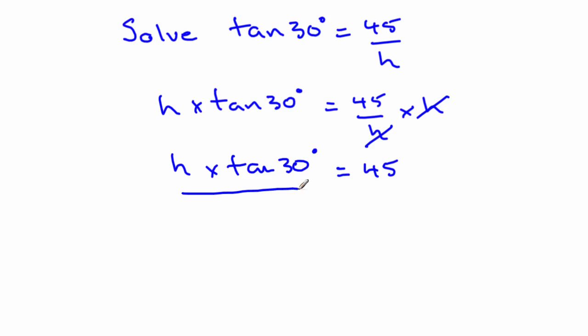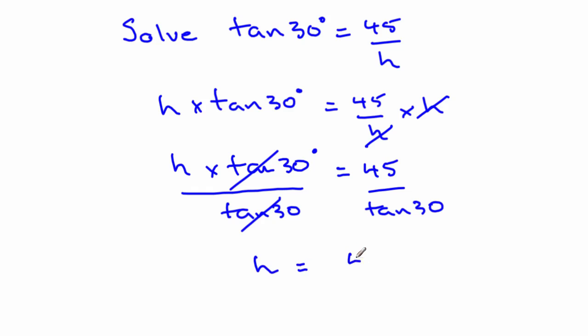Finally, in order to get h on its own, we divide by the tan of 30, cancel those out, and we now have our value for h being 45 over the tan of 30. Now normally we would put this back into our calculator to work it out if we're using trigonometry, but just for this situation you can see how the equation is solved, and then you can go on from there if necessary.